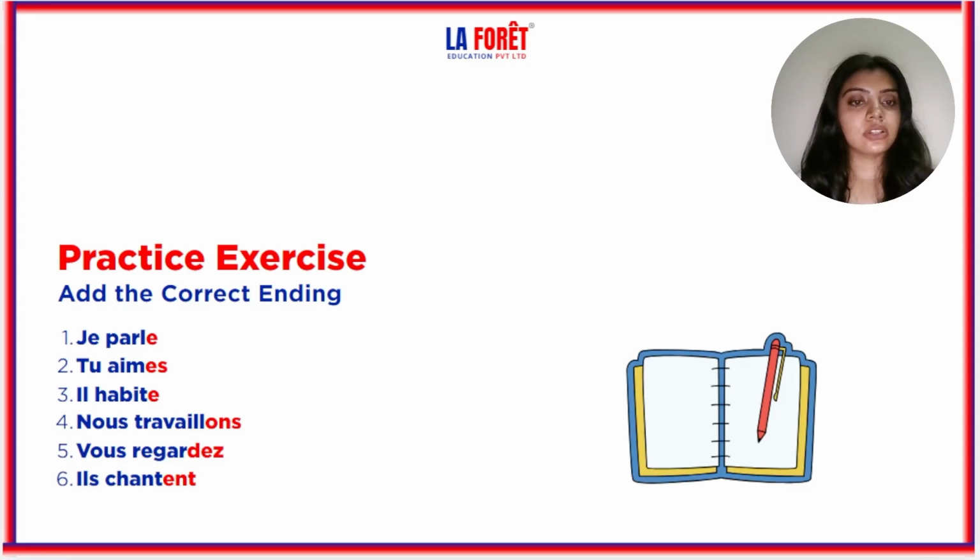Let's see the answers. With je it is E, so it will be je parle. With tu it is es, so it will be tu aimes. With il it is e, so it will be il habite.